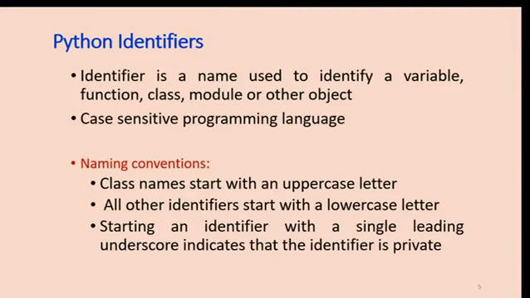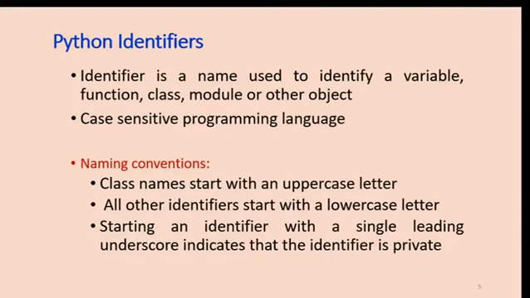Python identifiers are used to identify a variable, function, class, module, or any other type of object. It is used to uniquely identify or refer to these things. It's a highly case-sensitive programming language, and we should be very careful in specifying the cases. For example, if we declare a variable with the name A given in lowercase letter, it will not be the same as the variable name given in uppercase letter A. They will be treated as separate variables and allocated separate memory.